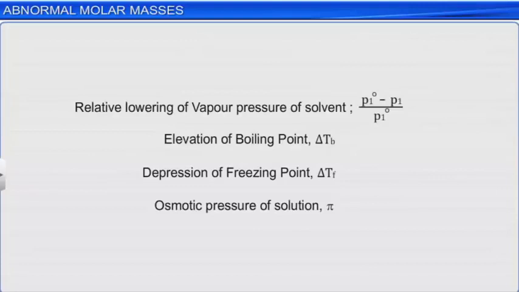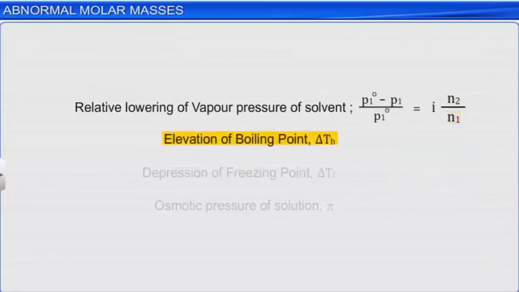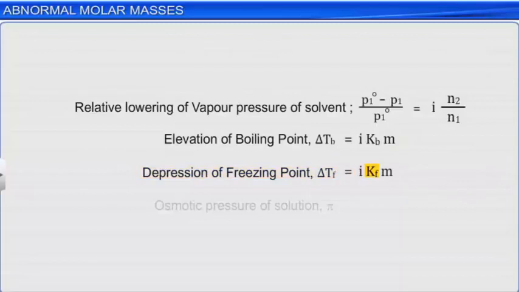Relative lowering of the vapor pressure of solvent, (P1 naught minus P1) divided by P1 naught is equal to i multiplied by n2 divided by n1. Elevation of boiling point, delta Tb, is equal to i multiplied by Kb multiplied by m. Depression of freezing point, delta Tf, is equal to i multiplied by Kf multiplied by m. Lastly, the osmotic pressure of a solution, pi, is equal to i multiplied by n2 multiplied by R multiplied by T divided by V.